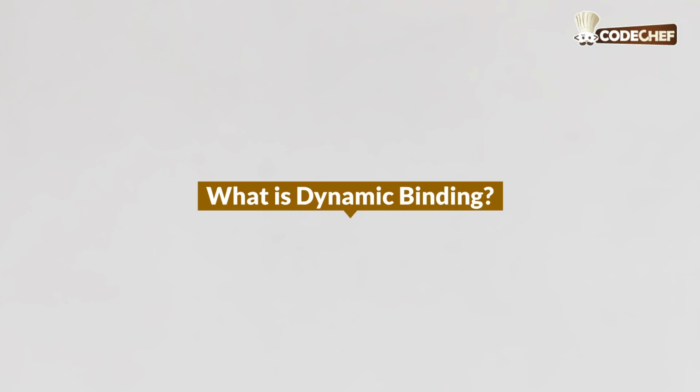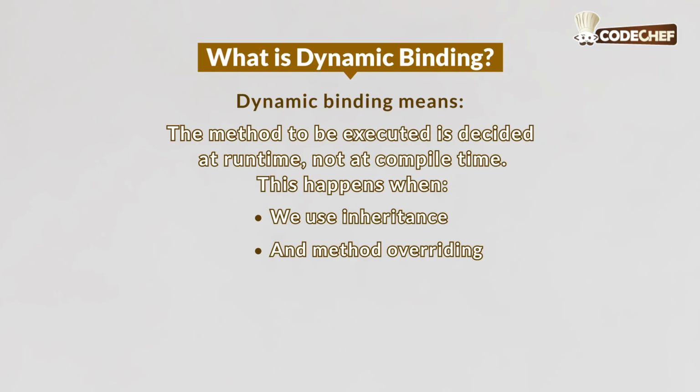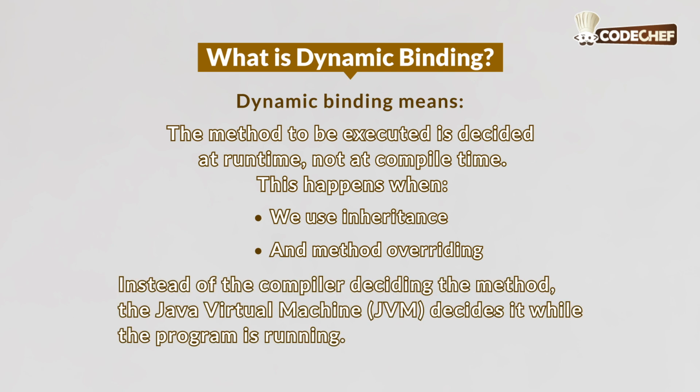So let's get started. What is dynamic binding? Dynamic binding means the method to be executed is decided at runtime, not at compile time. This happens when we use inheritance and method overriding. Instead of the compiler deciding the method, the Java Virtual Machine decides it while the program is running.